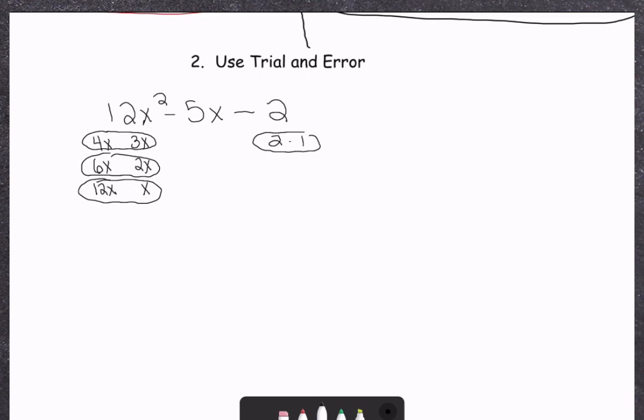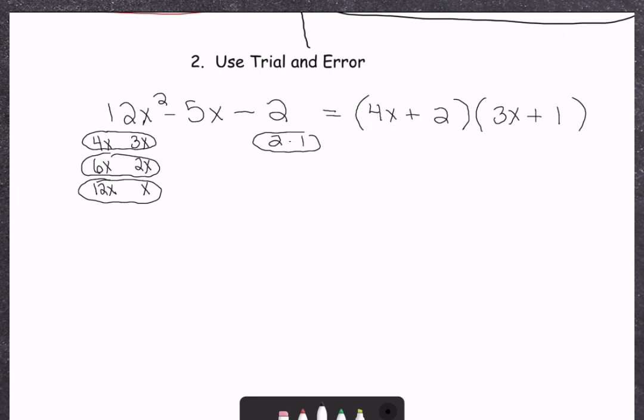So trial and error means you literally take the possibilities that you have, and you try them and see if you get the correct answer just by guessing. You're going to have 2 sets of parentheses. Let's start with 4 and 3. Let's put 4x here, let's put 3x here, and then let's put 2 here and 1 here. This will be positive 2 and positive 1.